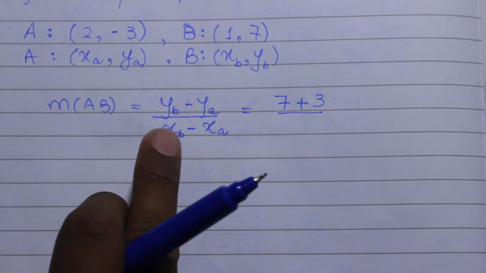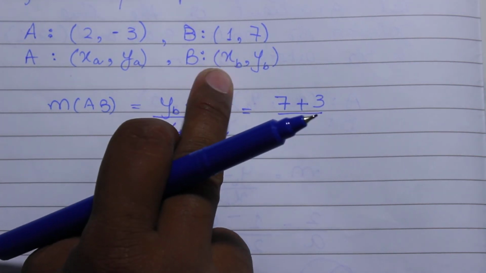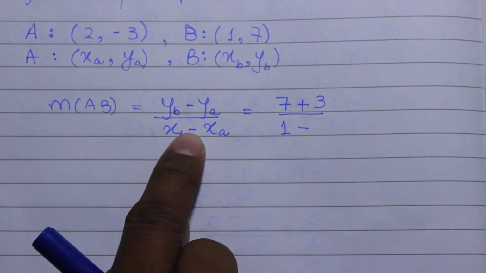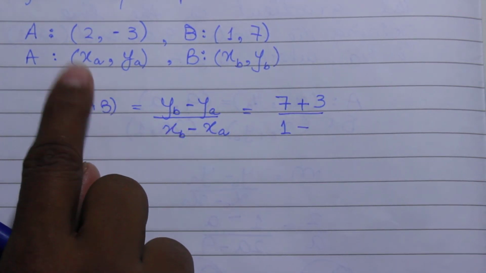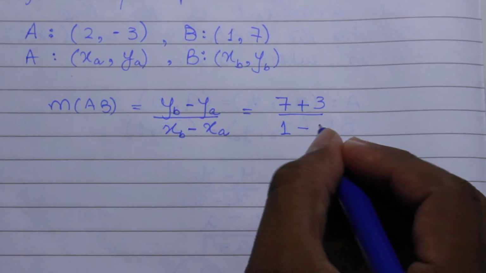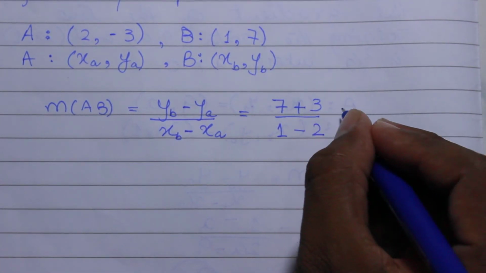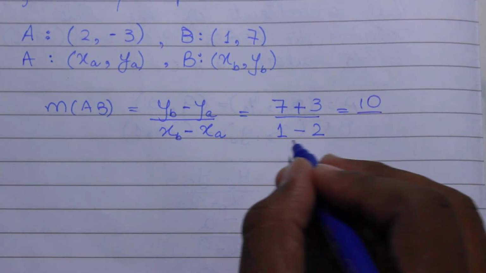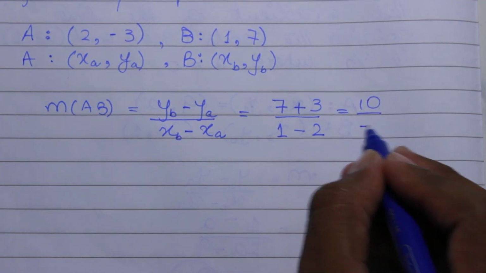Then in the denominator we have XB, which is written here, XB is 1, so I have written here 1, minus sign of this formula. Then XA, which is here, XA is 2, so I will write here 2. Now 7 plus 3 gives you 10, and in the denominator 1 minus 2, this is minus 1.